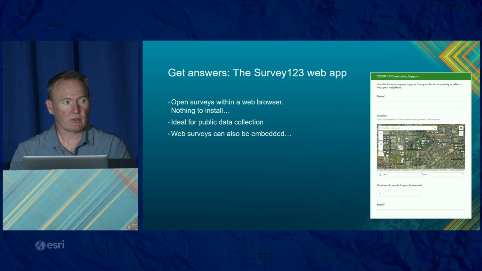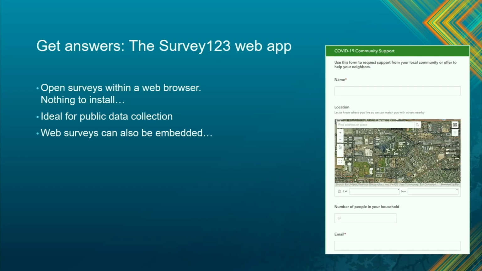And then get answers. We have a few different ways you can fill out the survey. One is we have a web app to complete your survey. So just open it up in a browser. There's nothing to install to complete the survey. This is really ideal for public data collection where you just want to send someone a URL and they fill out the information, and it comes back into your ArcGIS system. It comes back in as a feature layer.